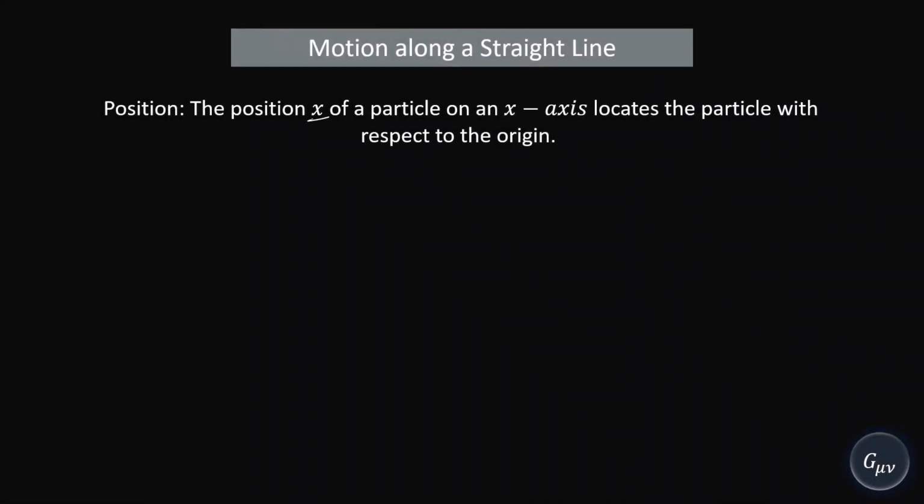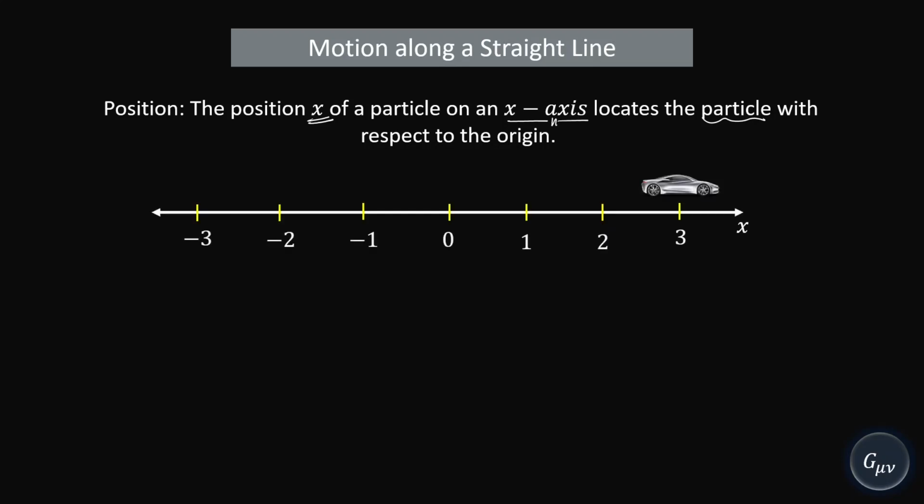Now, the position x of a particle on an x-axis locates the particle with respect to the origin. So for example, if we say that the position of this car is x equals 3 meters, what we mean is that this car is 3 meters away from the origin. The origin is nothing but the 0 point of the axis.